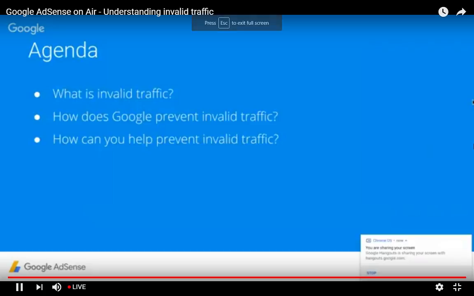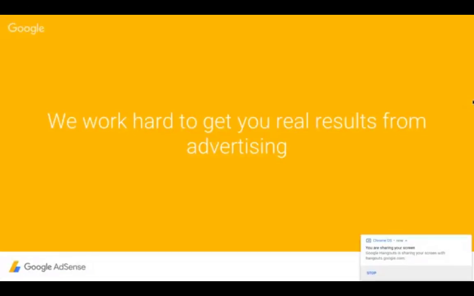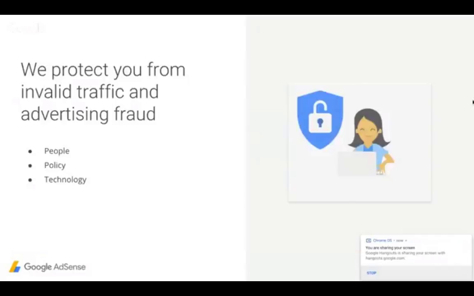So let's get started. We at Google are really cognizant of the fact that advertisers draw value from real advertising revenue. We try to give you real results from advertising. We understand that publishers are really dependent on advertising for their businesses and earning a living. That is why we try to protect you and the entire ecosystem from invalid activity.